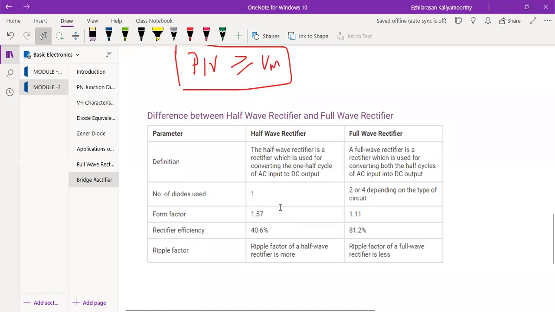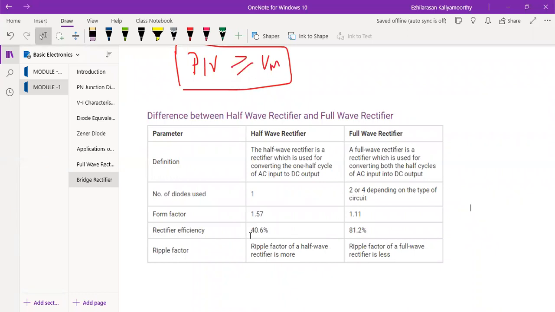Form factor: the half wave rectifier is 1.57, the full wave rectifier is 1.1. Rectifier efficiency is 40.6 for the half wave rectifier and 81.2 for the full wave rectifier. Then the ripple factor. For the half wave rectifier, the ripple factor is high, 1.21. What about the full wave rectifier?